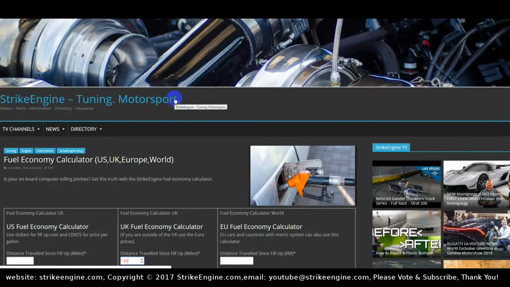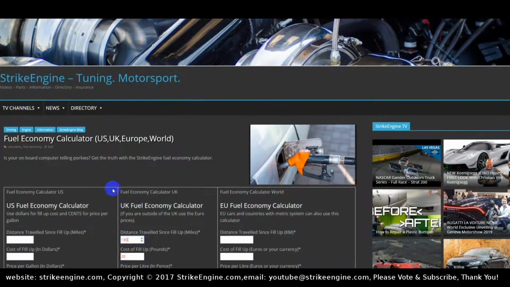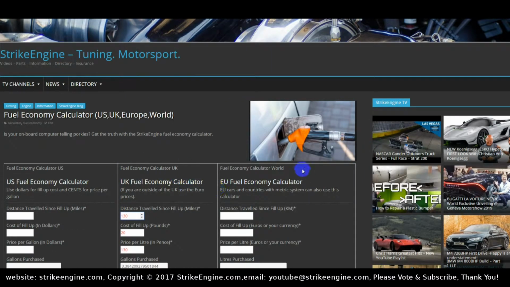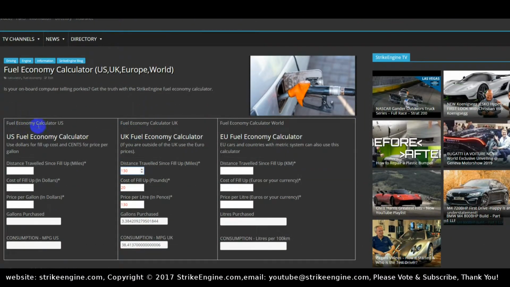Hey guys, this is a quick look at the fuel economy calculator on strikeengine.com. You can use it in the US, in the UK and in Europe or the rest of the world. I'll just explain the differences between them.